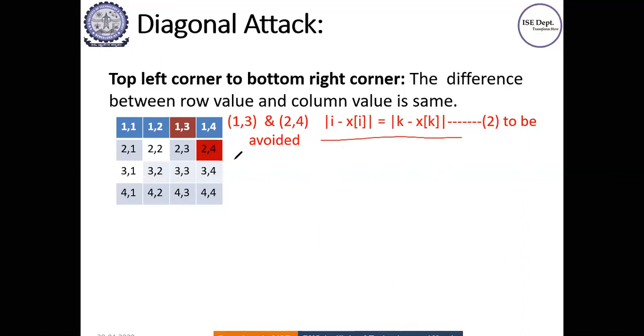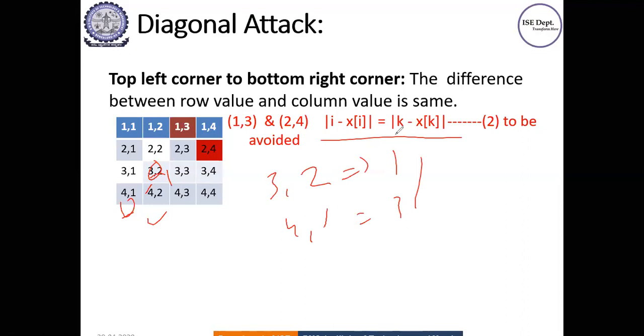Am I clear? Now if you observe, what happens if I place a queen here and queen 2? This is also diagonal, so that should be avoided, correct? But as I already told, this formula satisfies only top left corner to the bottom right. If you see here, 3 comma 2 and 4 comma 1, the difference here is 1 and the difference there is not the same. According to our formula, yes, this is fine, I can place this. But if you see, it is in diagonal order, so you should avoid this, correct?